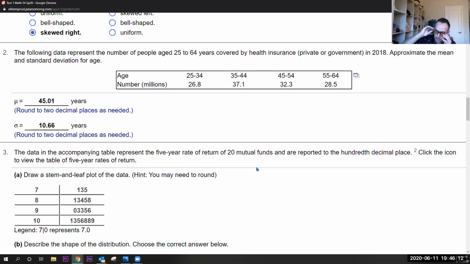So if you plug in the midpoints in L1 and the frequencies in L2, by frequencies I mean the numbers in millions, like 26.8, 37.1, 32.3 and 28.5. If I put those numbers in L2 and I put the midpoint of the age in L1, I should be good to go.